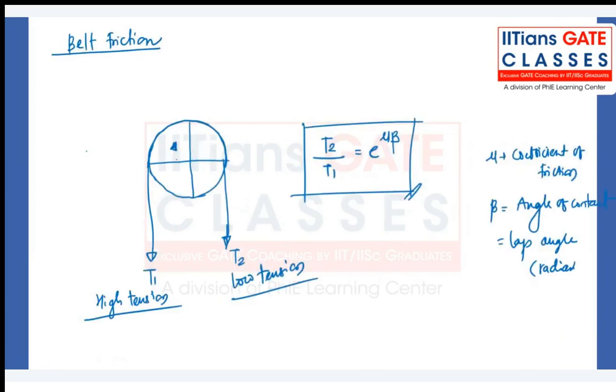So the entire 180 degrees of this belt is in contact with the pulley. That's why in this case I will say pi is the angle of contact for this figure. But if you get this kind of figure, in this case you may have lesser contact, let's say maybe 90 degrees or so. Is it clear? Is this part clear? T2 by T1 is equal to e to the power mu beta.